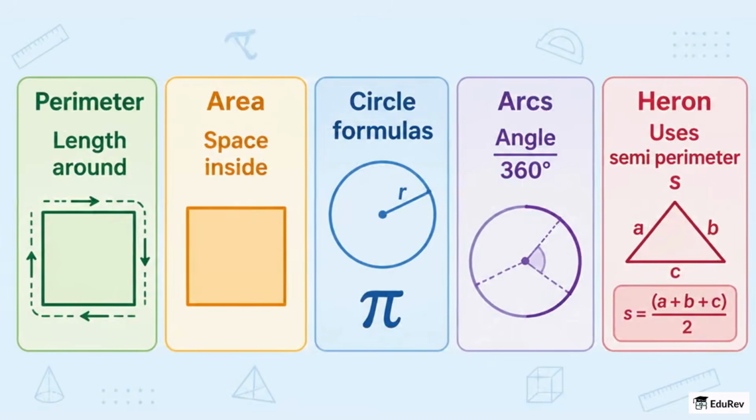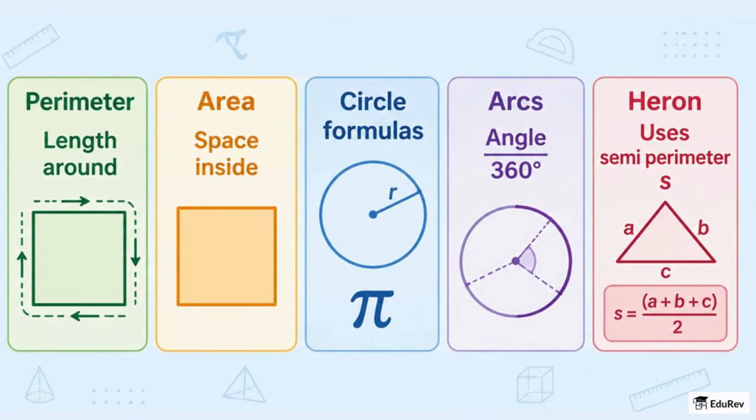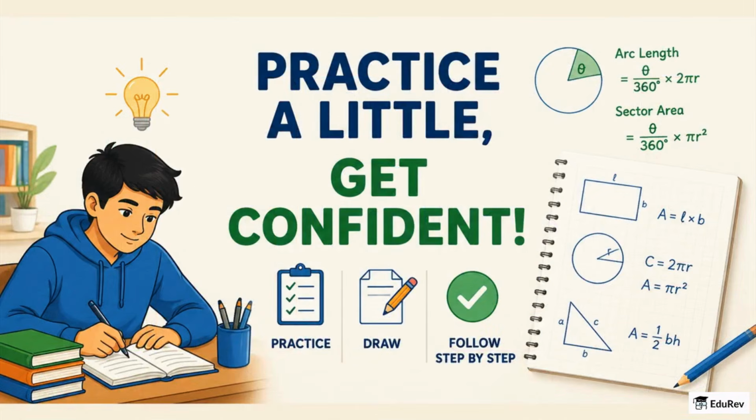Let us quickly remember. Perimeter is length around. Area is space inside. Circle formulas use pi. Arcs use angle divided by 360 degrees. And Heron uses the semi-perimeter S. Keep practicing with small examples, draw pictures, and use these formulas step by step. You will get confident soon.